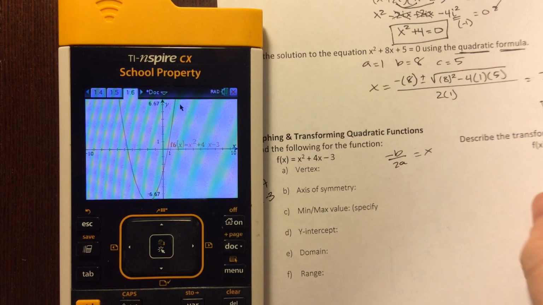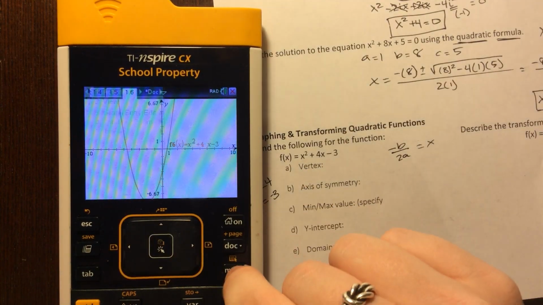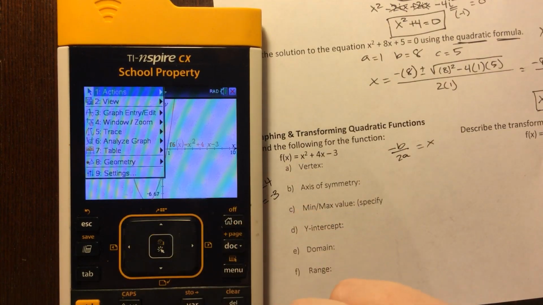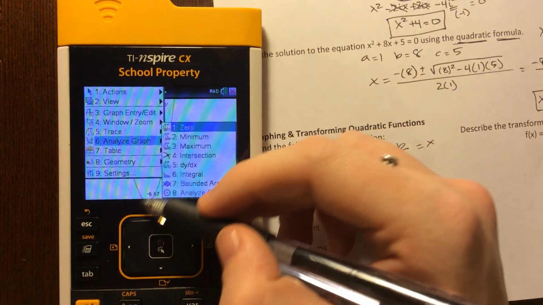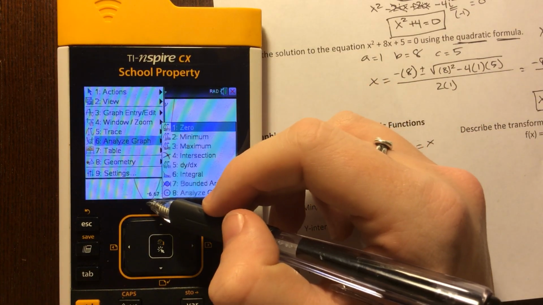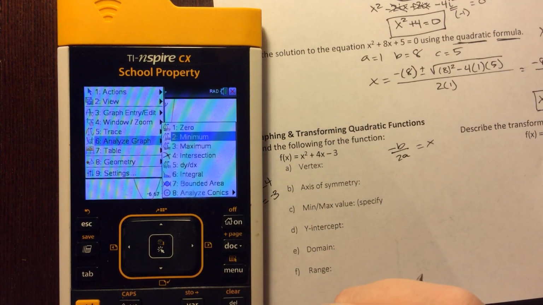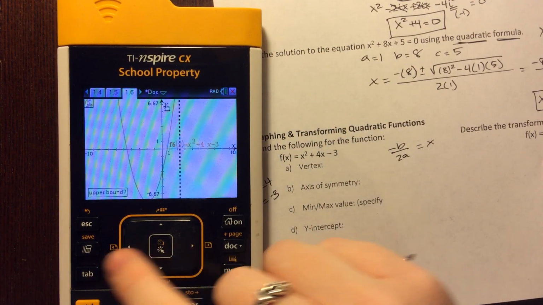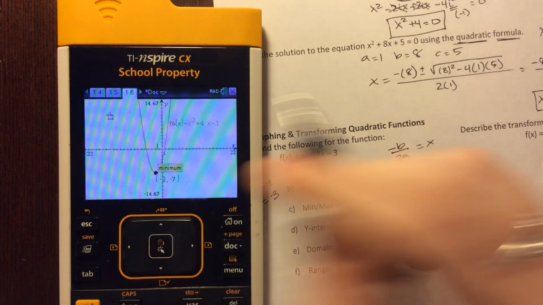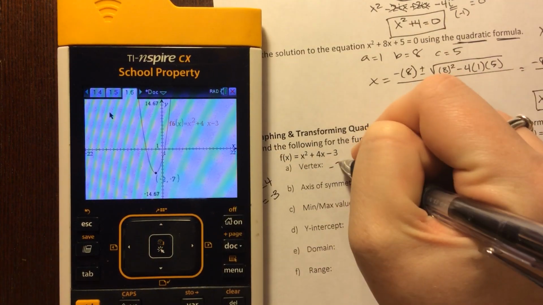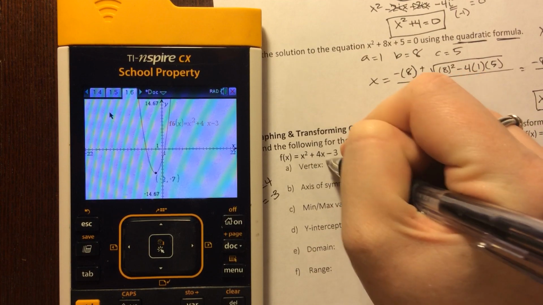From here, if I want to find the vertex, I can hit Menu, Analyze Graph. Is that vertex a minimum or a maximum? Well, since your parabola goes like this, there's a low point. It's a minimum, so I can hit 2. And I can ask that graph to find that vertex for me. There it says it's negative 2, 7. Sorry, negative 2, negative 7.